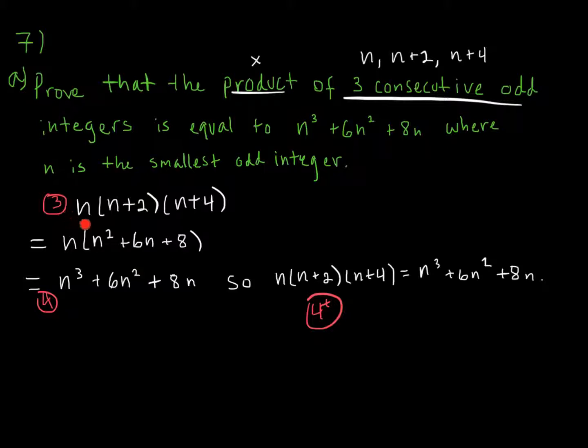So I want to prove that this is going to equal this. So I need to start with this and work my way through. I multiply these together and then distribute the n in and get n cubed plus 6n squared plus 8n. So therefore, 3 odd integers multiplied together is equal to n cubed plus 6n squared plus 8n.